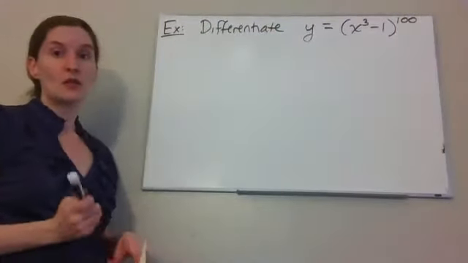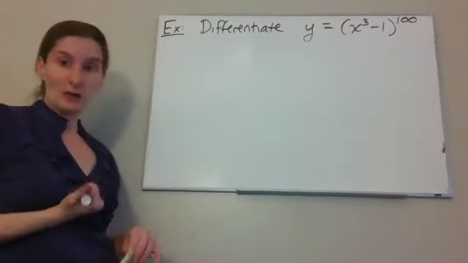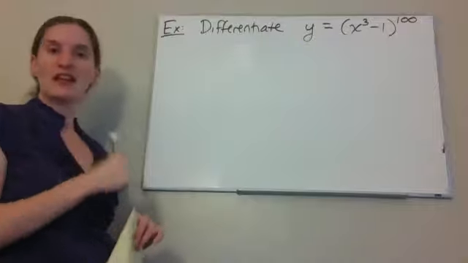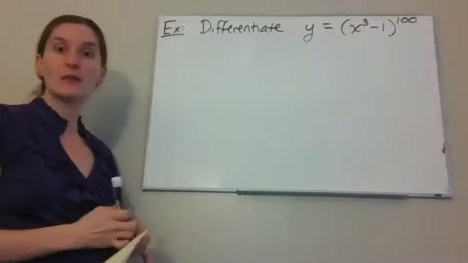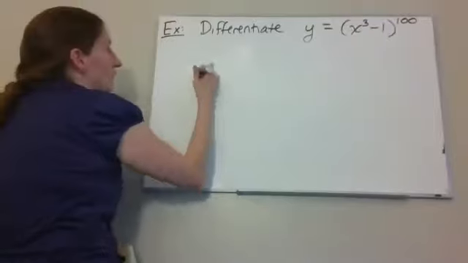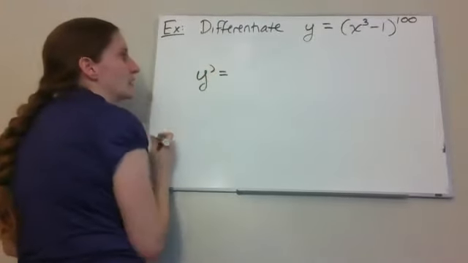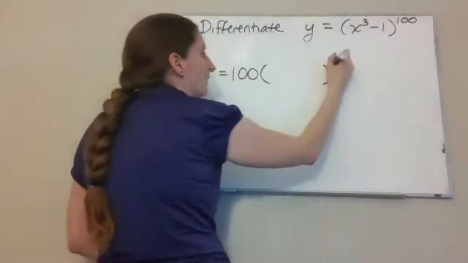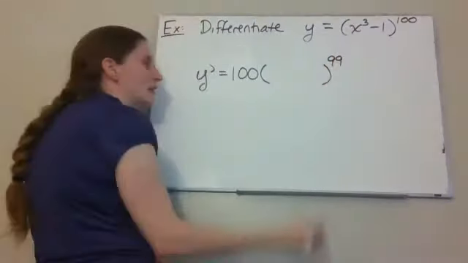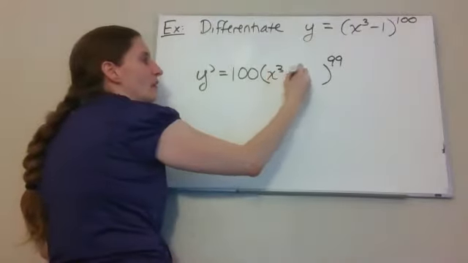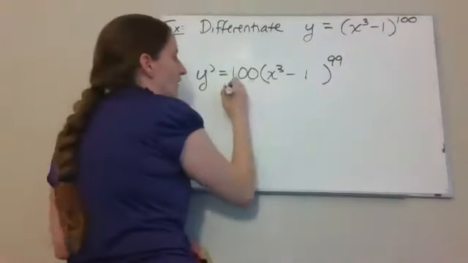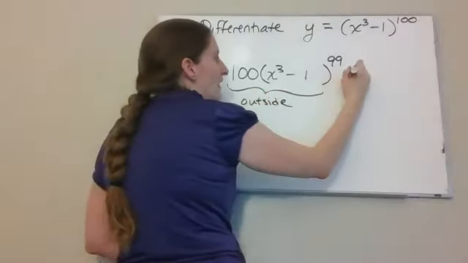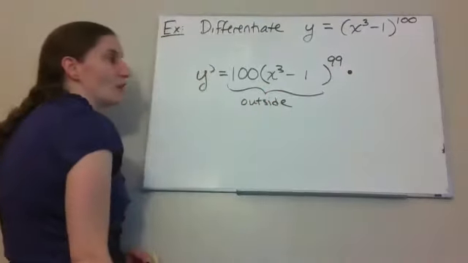So to do this one with the chain rule, the outside function is something to the 100th power, and the inside function is x to the third minus 1. So the derivative is going to be the derivative of the outside. That's where my 100 comes down and my new power is 1 smaller. Don't forget to fill in your parentheses. This is the derivative of the outside. And then I have to multiply by the derivative of the inside.